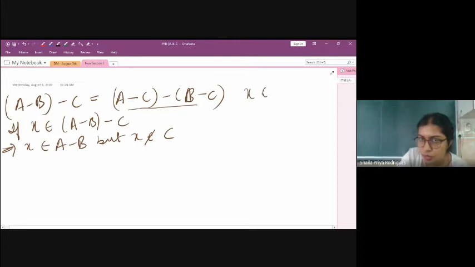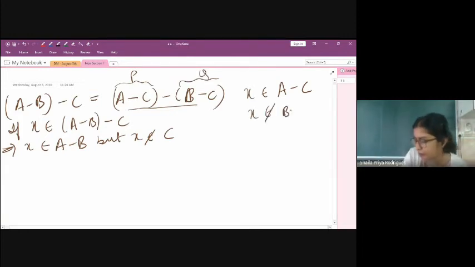Okay, x will belong to that set. Firstly, if x is a part of the set A minus B, look at this set as the set P, look at this set as the set Q. If x belongs to P minus Q, then x is a part of P, but not a part of Q, where Q is B minus C. If x is a part of A minus C, it means that x is a part of A, but not a part of C. If x does not belong to B minus C, what does that mean? Is a bigger question now. Anyone? Okay, I'll ask that question later again.